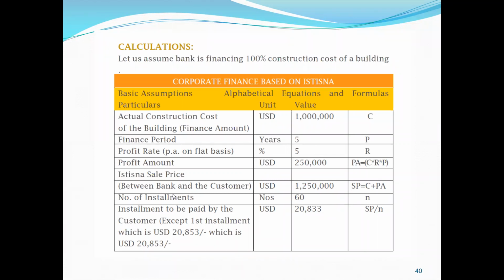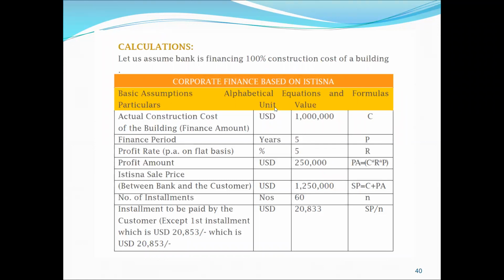So the istisna sale price between the bank and the customer is 1,250,000. There will be 60 installments. If the installment payment will be done in 60 months on a monthly basis, then it should be divided by 60. So the equal monthly payment will be 20,833. This is corporate financing based on istisna.